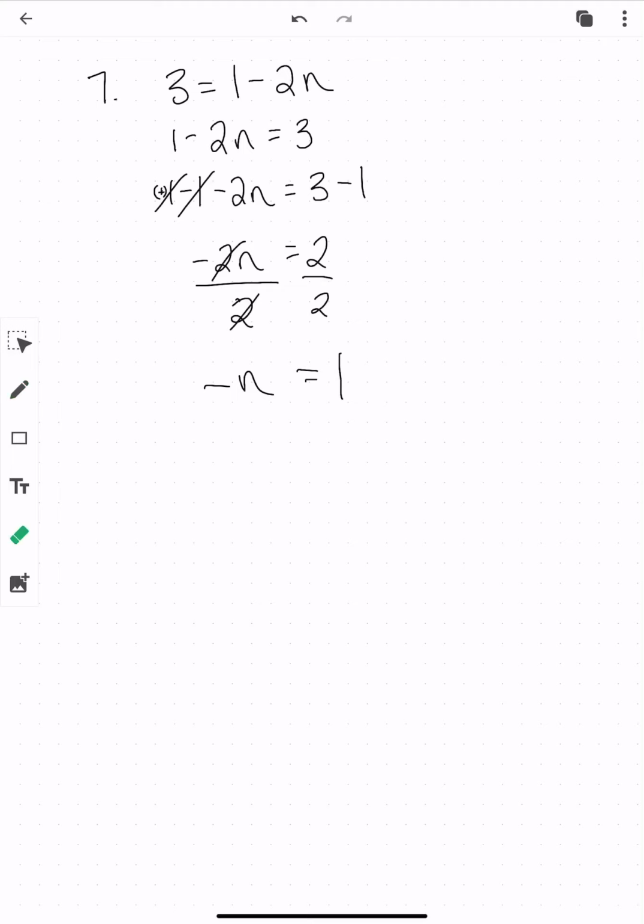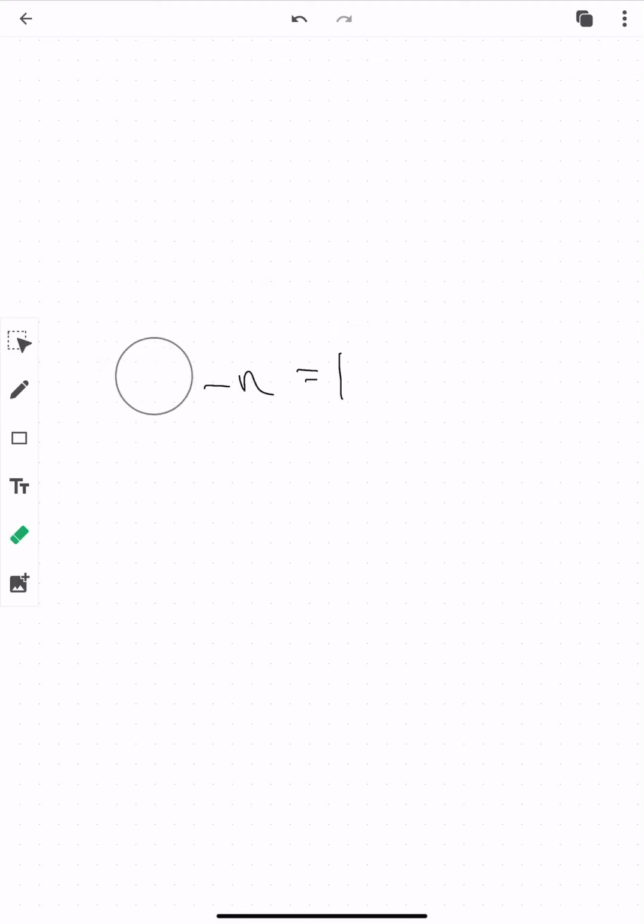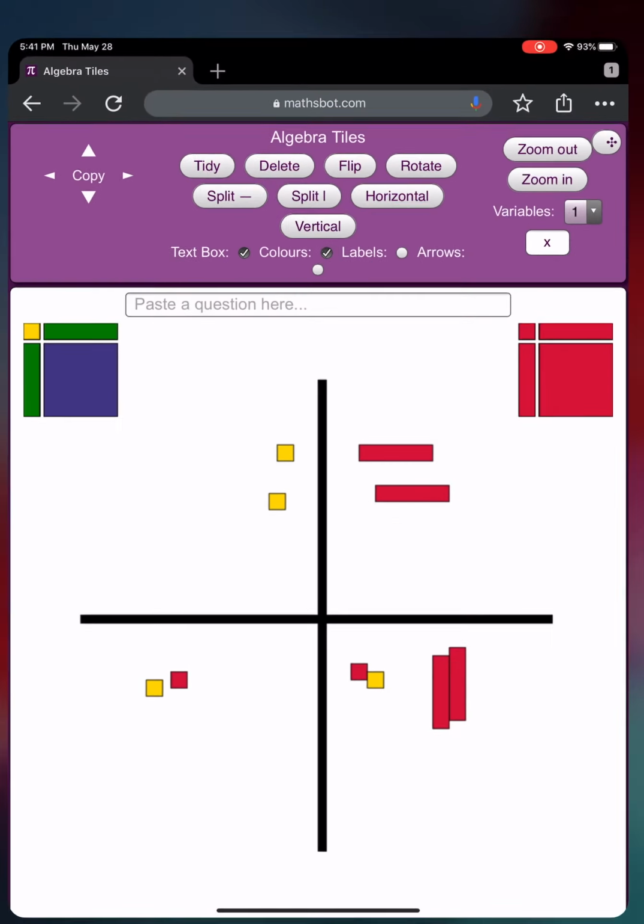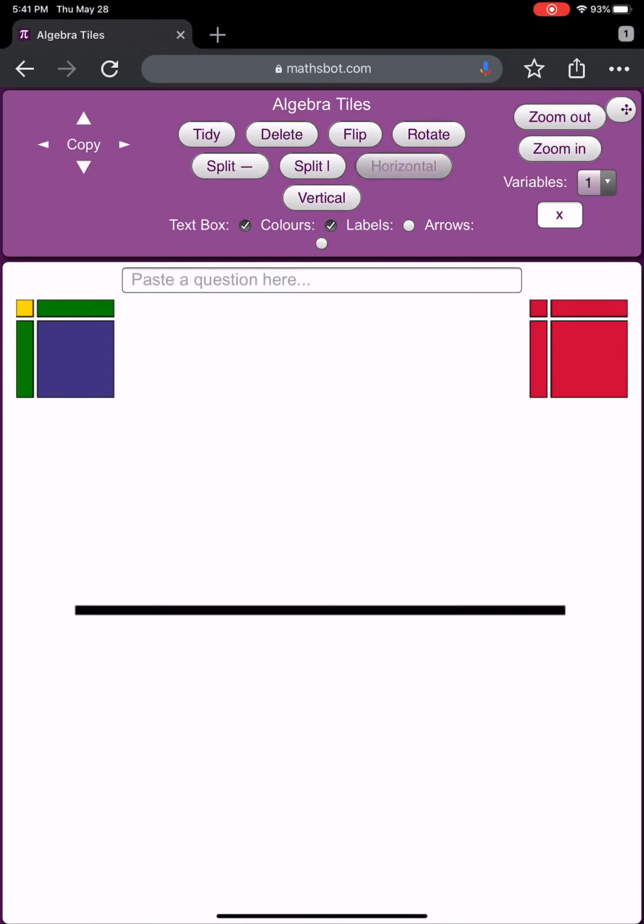Okay, let's do question 8. This one's going to be interesting. r over 2 minus 1 equals 5. Okay, so we're going to have to think about how we're going to show this one. So let's see. First I'm going to put the things that I definitely know. I know negative 1 and I know 5.